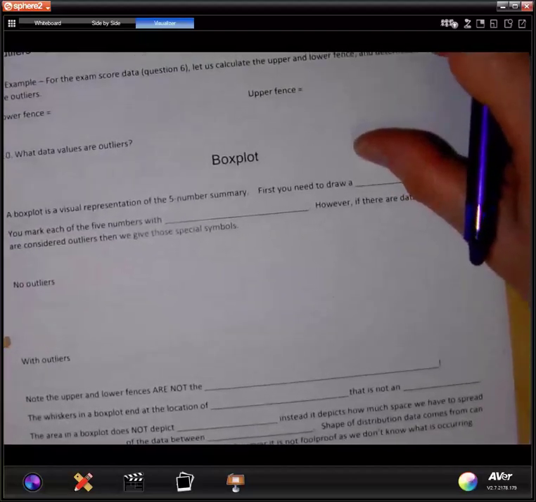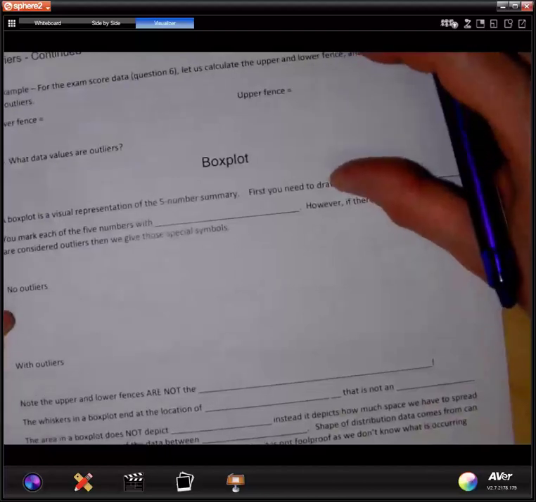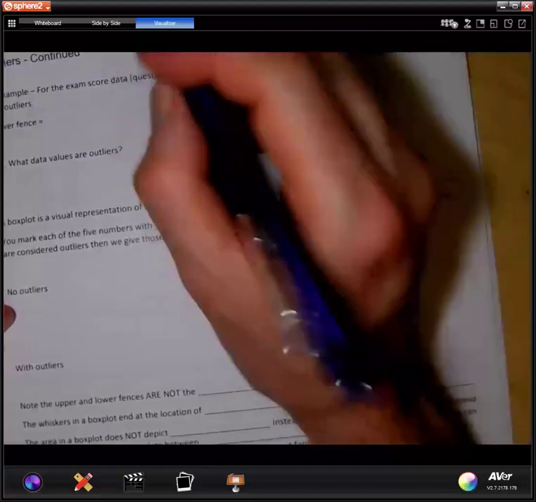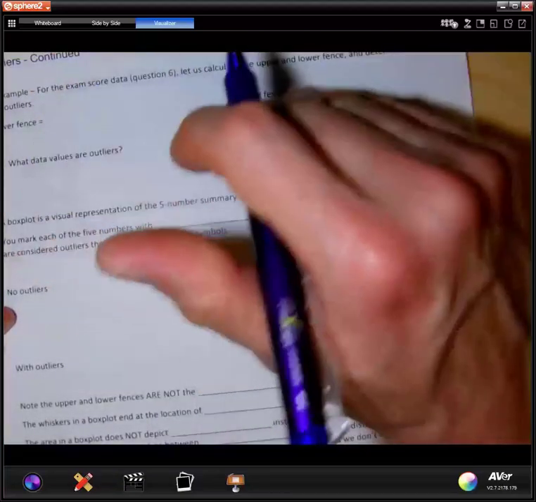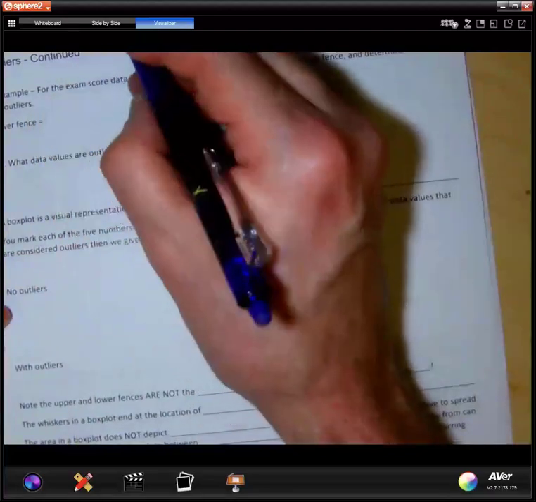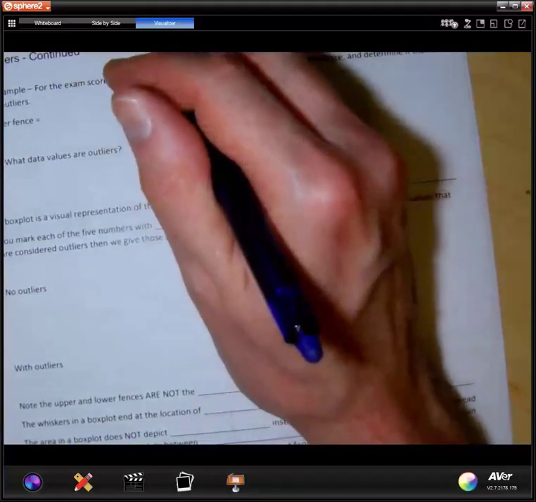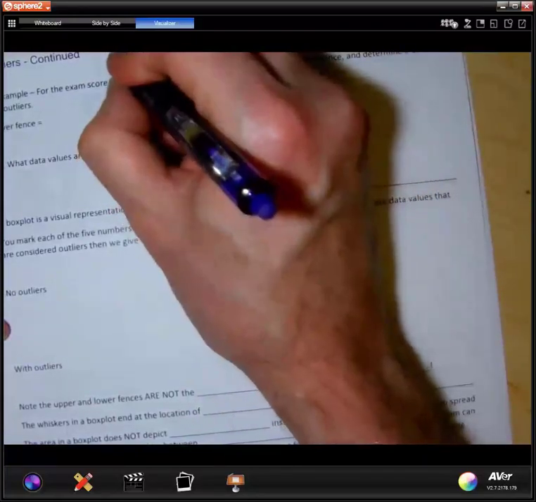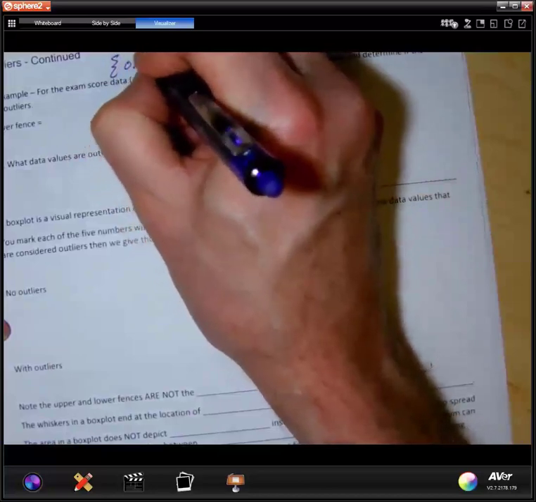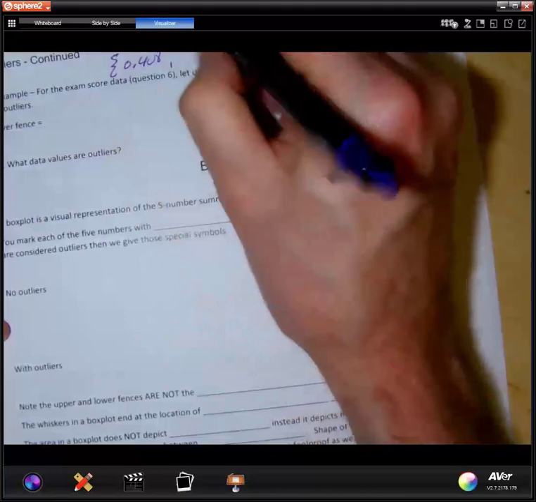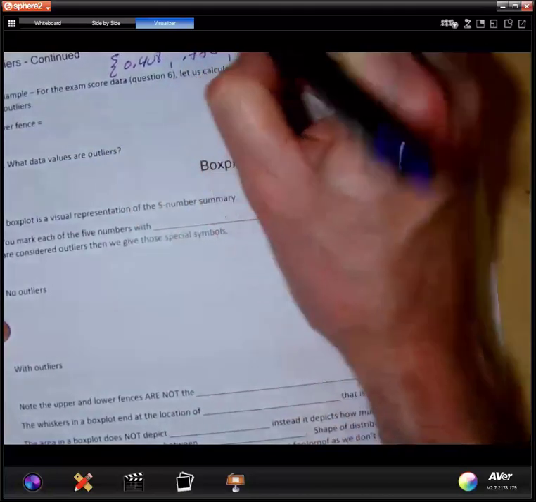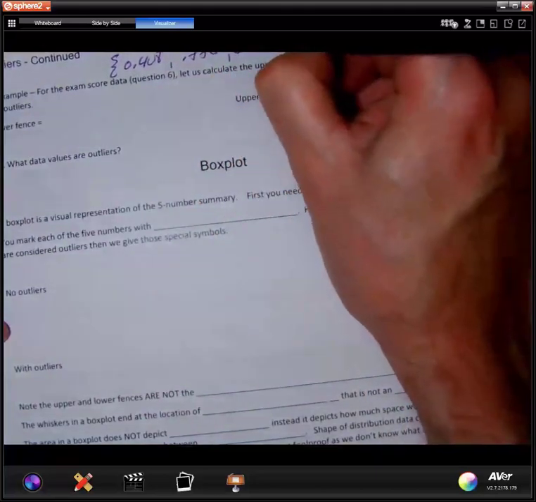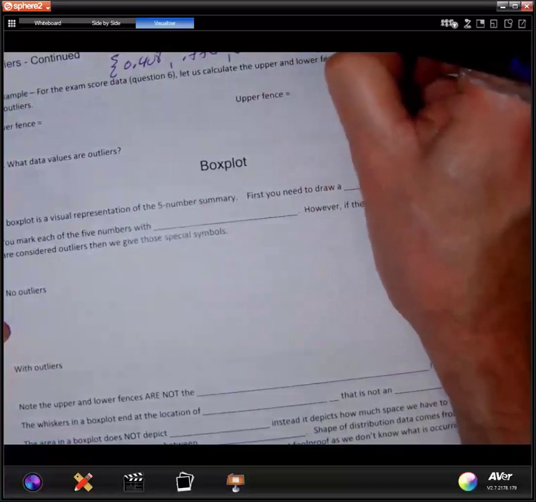So let's look at the next one. For example, the exam score example. Question 6, let us calculate the upper and lower fence and determine if there are outliers. Off screen, I have another piece of paper that shows my 5-number summary. Maybe I should write it down here. So for the exam scores, we found that my minimum was 0.408, Q1 was 0.776, median was 0.811, Q3 is 0.903, and maximum is 0.974.